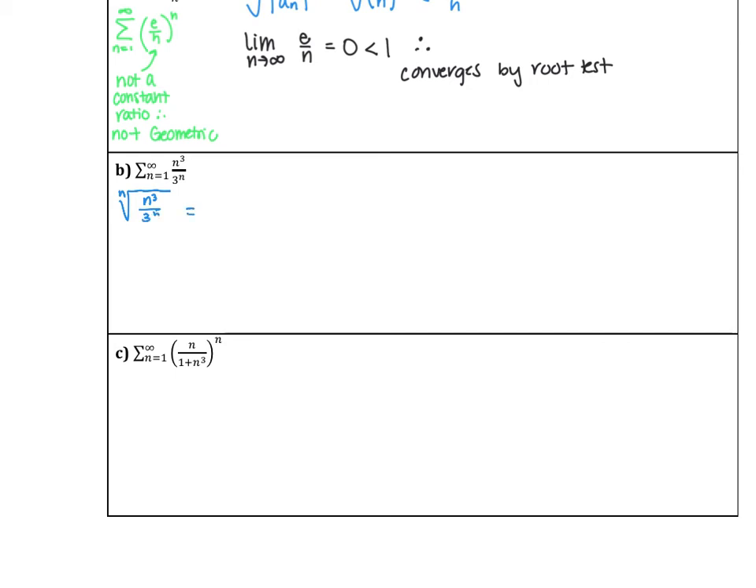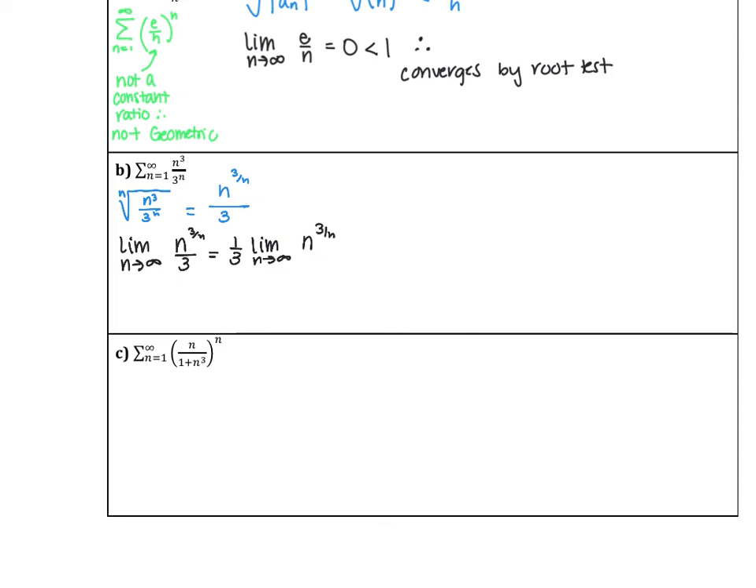And what that leaves me with is n to the 3 over n, because I don't know the nth root of that, over 3. Okay, so the problem I'm actually solving is the limit as n approaches infinity of n to the 3 over n over 3, which we could probably rewrite to make our life a little bit easier and say 1/3 times the limit as n approaches infinity of n to the 3 over n.